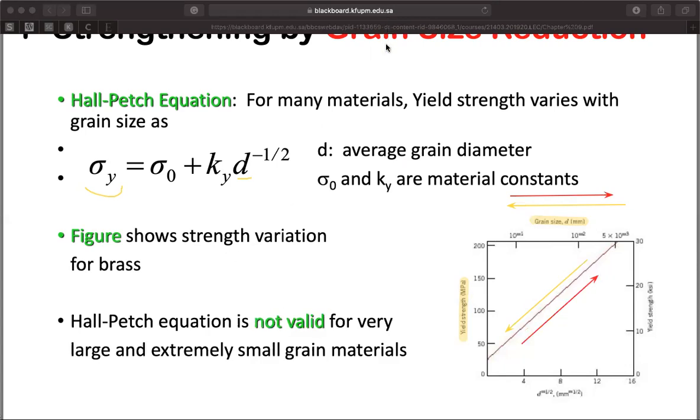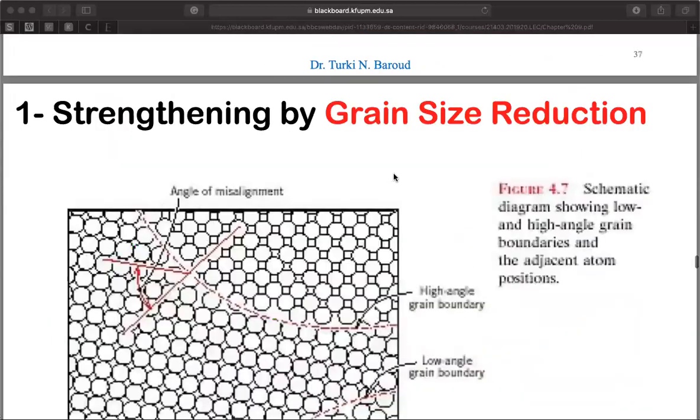Now this equation is a very good equation. It's called the Hall-Petch equation, and this equation allows us to correlate between the diameter of the grain and sigma, the yield strength of the material. Now, this is not applicable to very, very fine grains, and also not very coarse grains. So these are material constants. What we can learn from this first mechanism is, if you control the size of the grain, then you can increase the strength of the material.